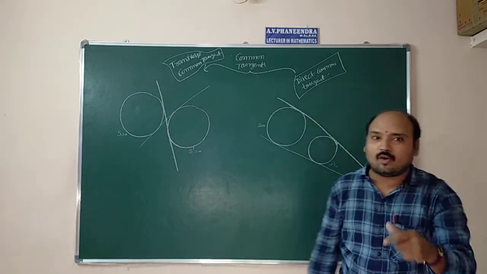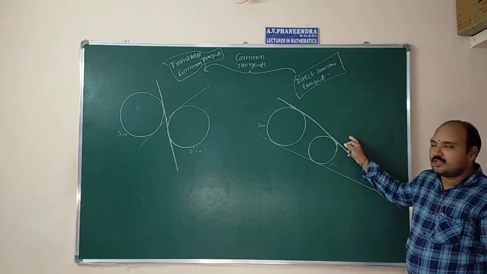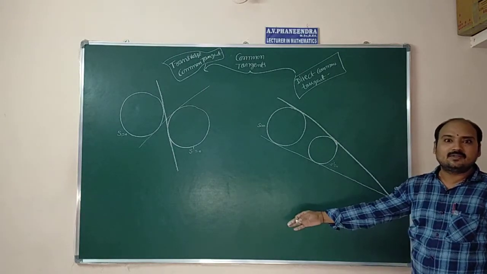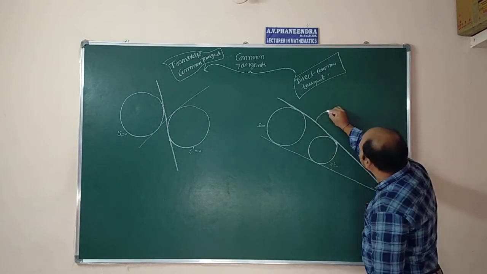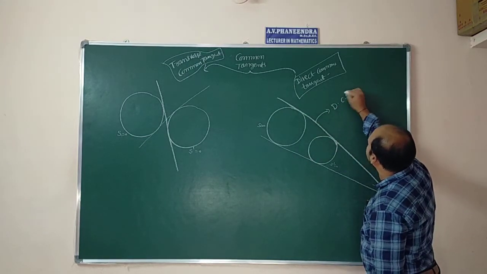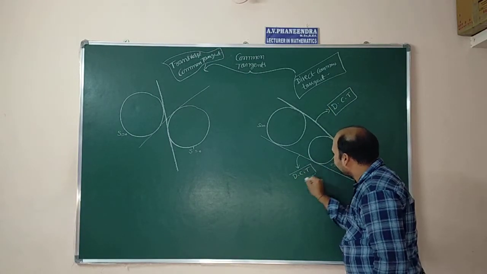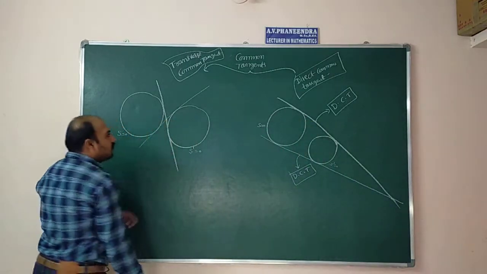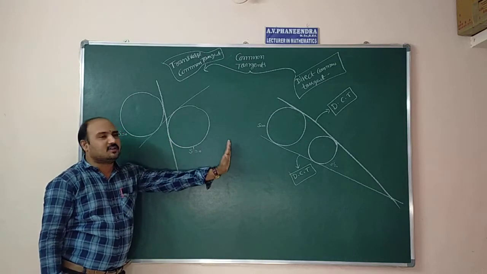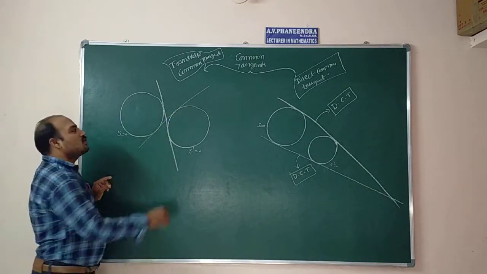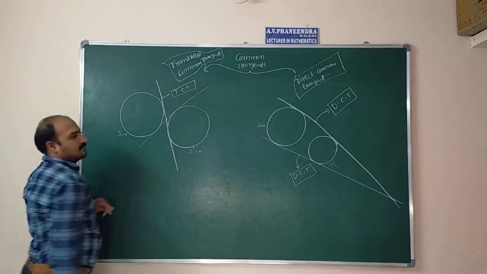Whereas coming to direct common tangents, the common tangent is said to be a direct common tangent when both the circles are on the same side of it. See, these two circles are on the same side of the common tangent. This is called direct common tangent, DCT. Even this is also a direct common tangent. Coming to here, for this common tangent, on this side one circle and on another side another circle. So this type of tangents are called transverse common tangents, TCTs.